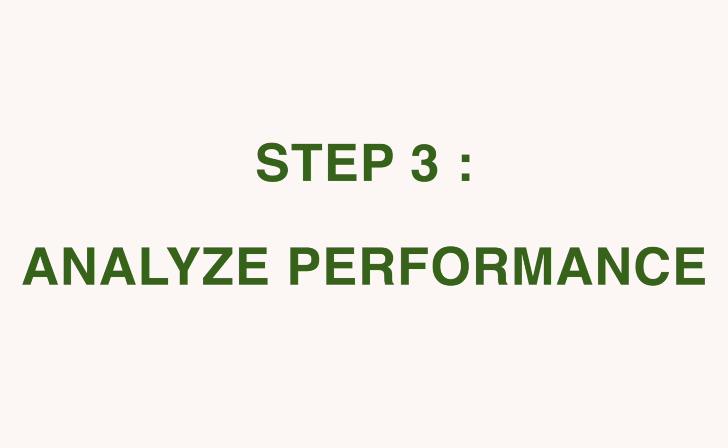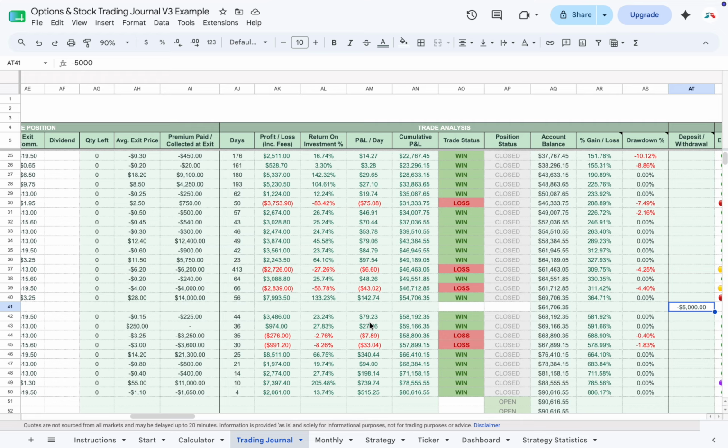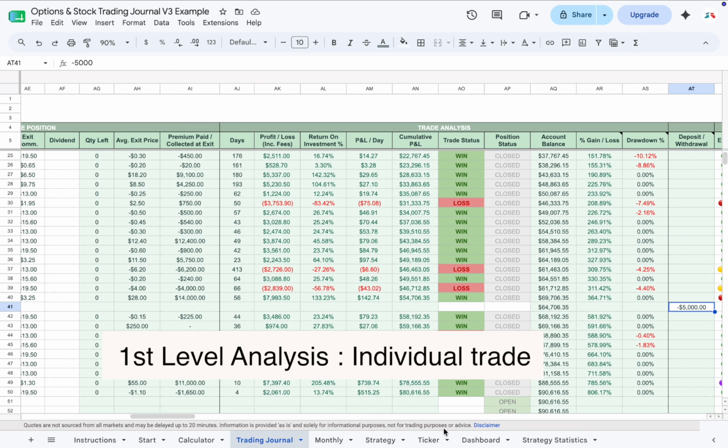The third and arguably the most important step is analyzing your performance. This is where your trading data becomes actionable information. The journal provides multiple reports and dashboards that help you understand what is working, what is not working, and where you can improve. The first level of analysis is at the individual trade level.